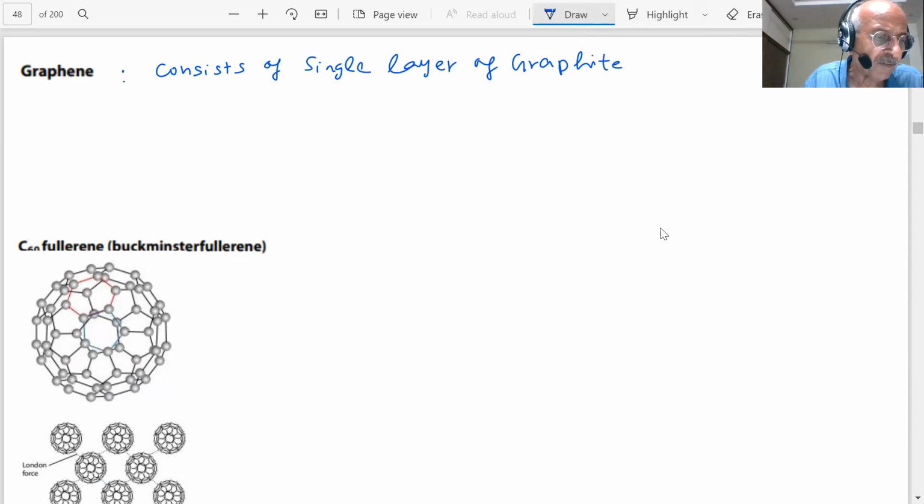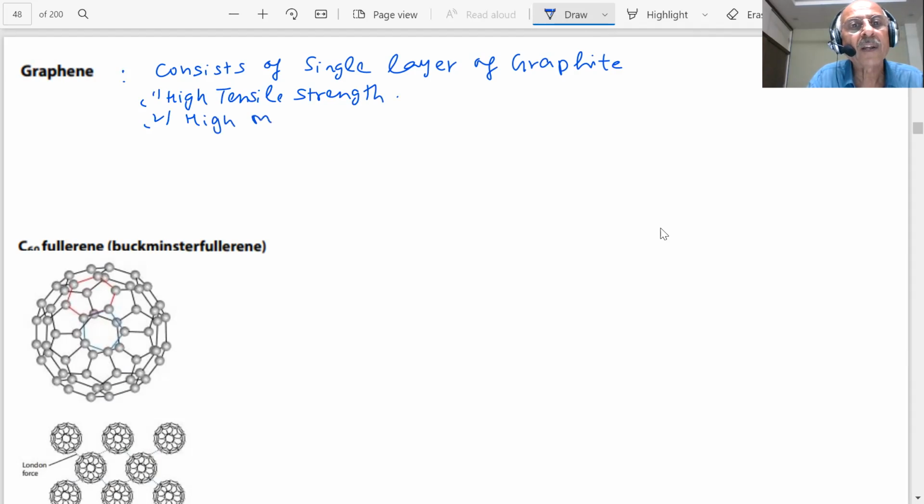Only small pieces have been formed, but it has important properties and can be used as a future new material. It has high tensile strength. Properties are very important because they are in great use. It would be expected to have a very high melting point because of covalent bonds. What type of bonds are there? Covalent bonds. It is a very good electrical and thermal conductor.